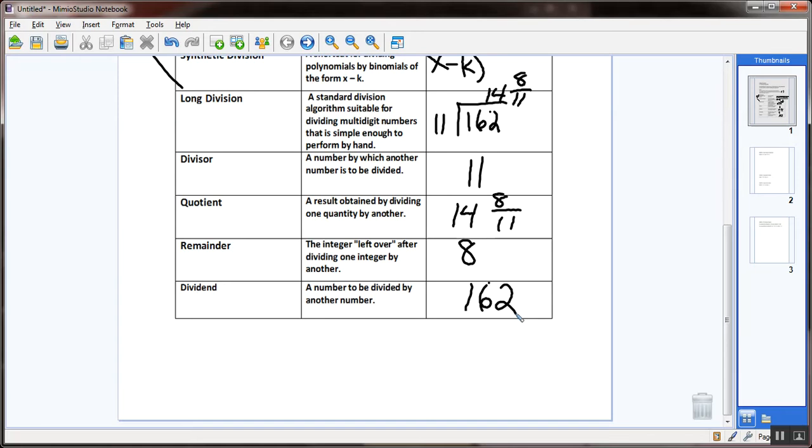So, as far as terms go, there's a lot of prior knowledge we should know. I just wanted to refresh that with you. But again, the two things we're going to look at is polynomial long division and synthetic division. And we're going to use synthetic division to help us divide by binomials of the form x minus k. And I think you're going to be like, whoa, that's pretty sweet. Okay?